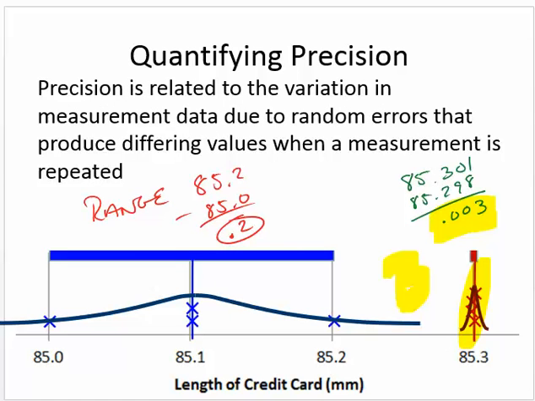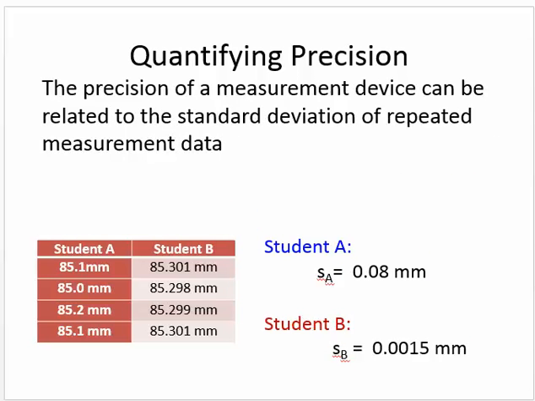Now, when it comes to finding this, this is a very inaccurate way of doing it, but it gives you a real quick idea. What we typically do with precision is we look at the standard deviation. If you calculate the standard deviation for person B, we get 0.0015, and for A, we get 0.08. This is much smaller, so they have a much smaller standard deviation, which means they're a lot more precise.